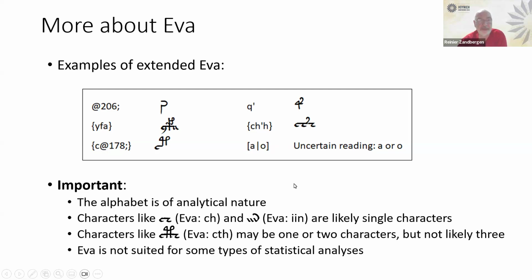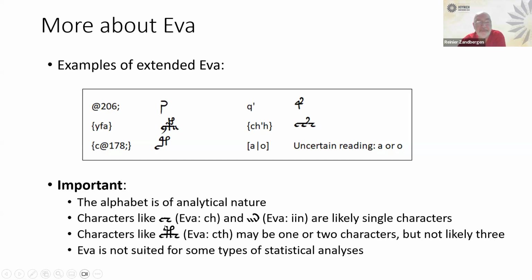So the important aspect of this alphabet is that it's of analytical nature. So it breaks certain things into their components, meaning that certain characters like the Eva CH or the IIN that looks like a cursive M character are perhaps or likely single characters in the manuscript, but they are represented by several symbols. Other characters like this pedestal gallow here might be one or two characters, but is represented by three, and it's not necessarily true that this represents three characters in the meaning of the text.